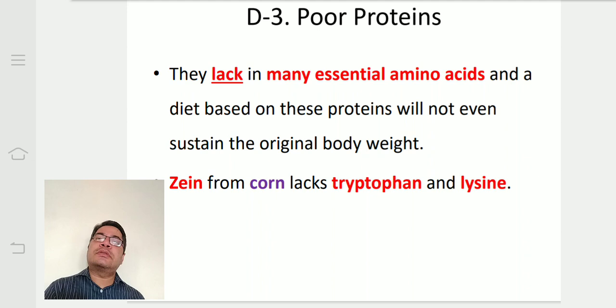The third one is poor proteins. They lack many essential amino acids, and these proteins will not even sustain the original body weight. Example, zein from corn lacks tryptophan and lysine.